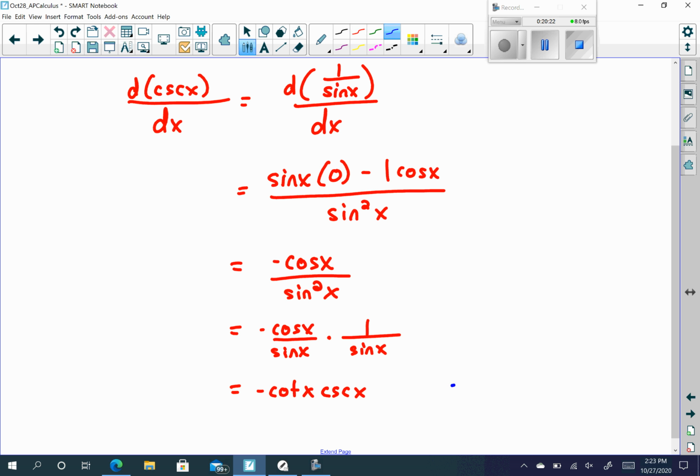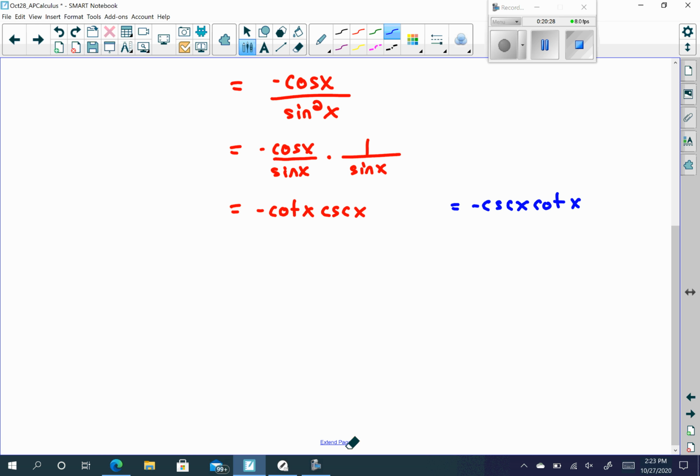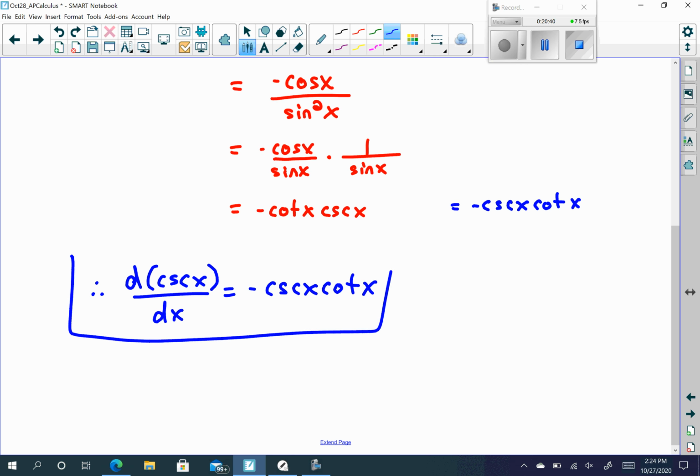You could also have it as negative cosecant x cotangent x. I prefer to write it this way because it starts with the cosecant, so it's a little bit easier to remember. So therefore, the derivative of cosecant x with respect to x is negative cosecant x cotangent x. So there's our fourth derivative rule. And again, if you didn't do this already, you could type that in and check on your calculator.